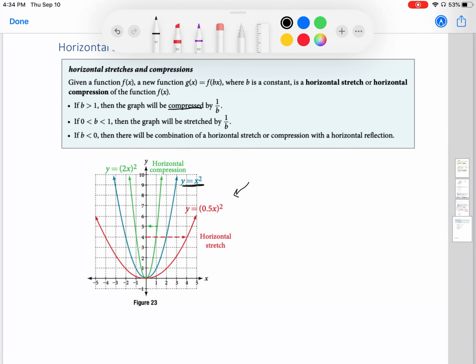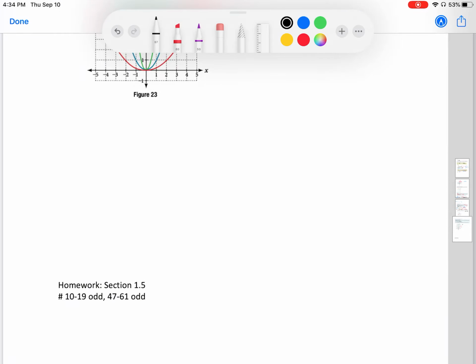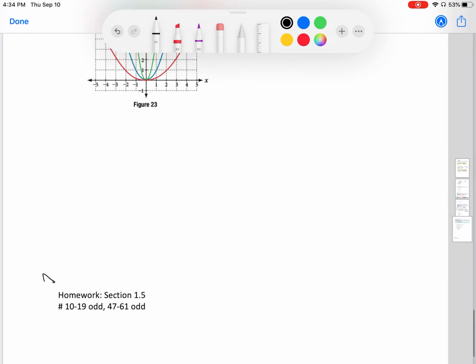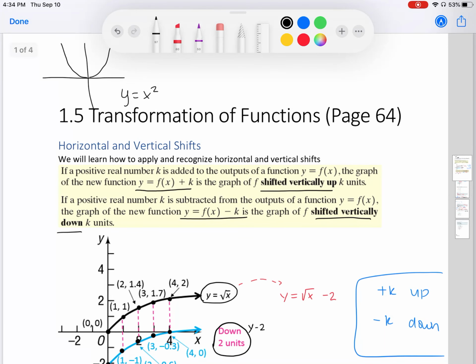All right, so that's it for this section. For the most part of your homework, you'll be given functions and you just identify the type of stretch or compression that you'll see in your function. That's it for this section. Thank you.